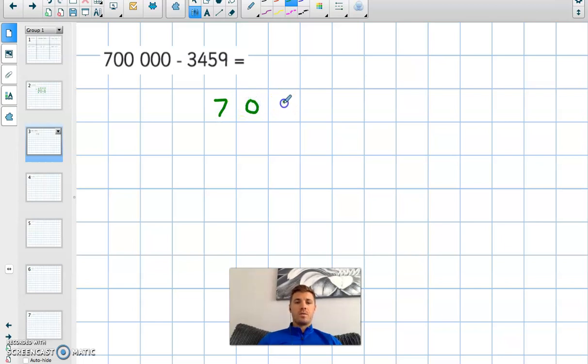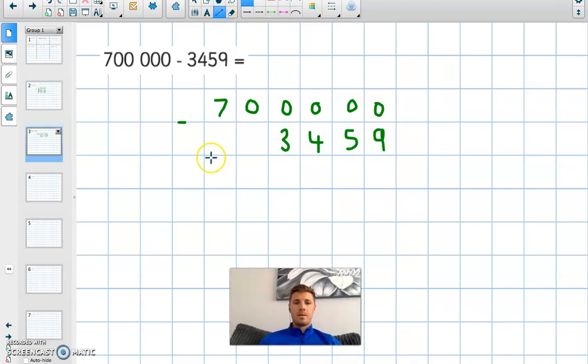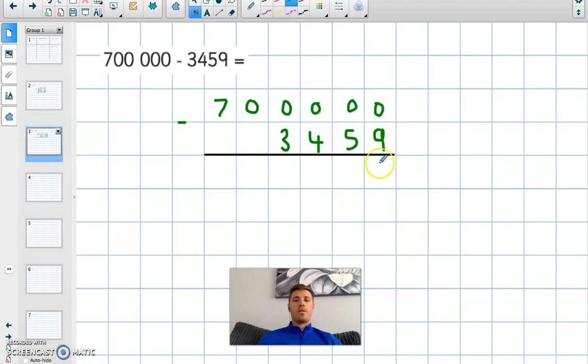For question number 2, 700,000. So a large number, 6 digits. You're subtracting from that number 3,459. I'm going to use the formal method here again, the easiest way for me to work out the answer, and again I start subtracting from the smallest digit.